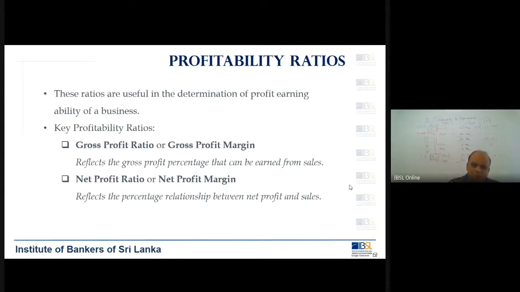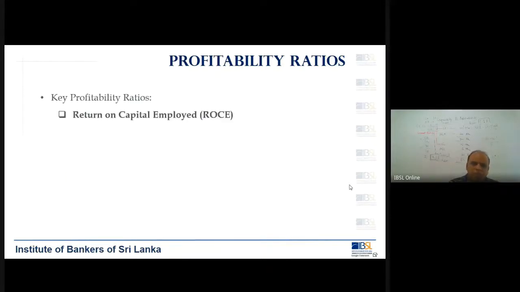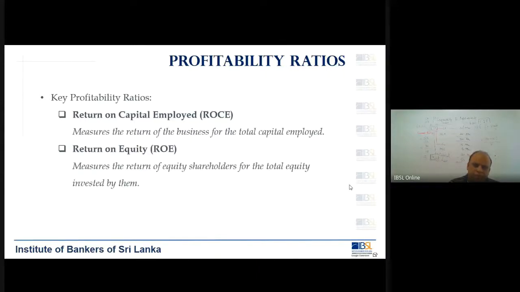First one is the gross profit ratio or the gross profit margin. Second one is the net profit ratio or the net profit margin. Third one is the return on capital employed. And the fourth one is the return on equity. So remember, all these ratios are going to deal with two variables. What you need to know is what these two variables are and how to extract them from the financial statements.